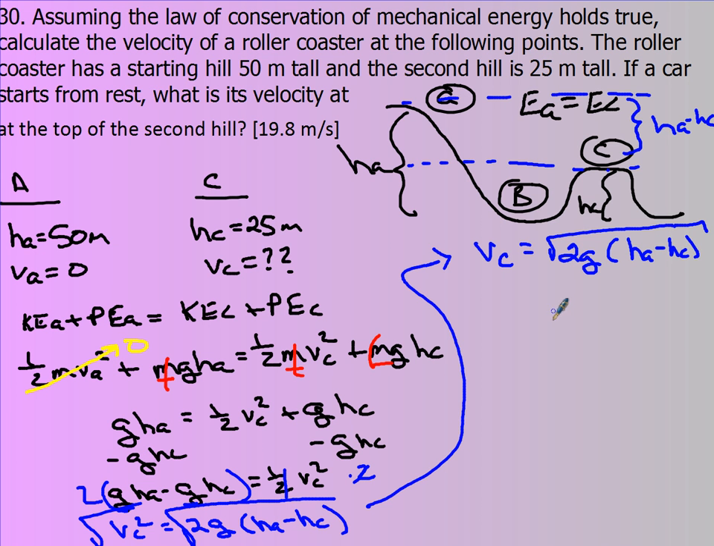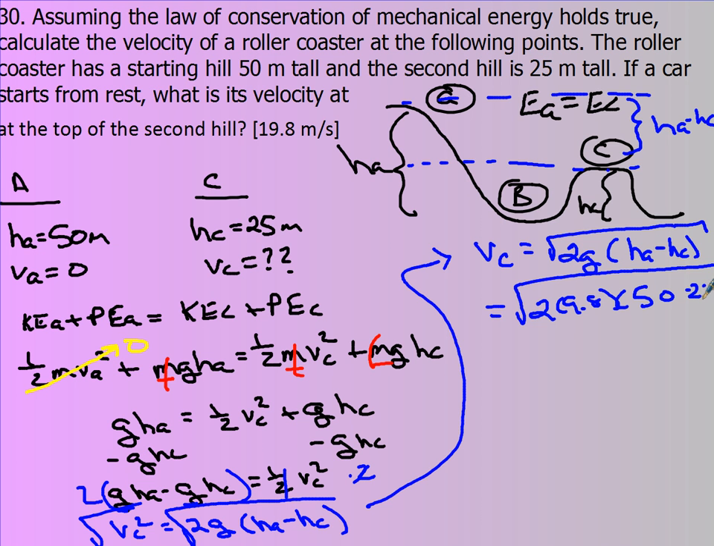If you get something very complicated that's not symmetrical, that's just awful, you've probably made some sort of algebra mistake in here. If you've got m's everywhere, erase, start over, clean your math up, because these problems will simplify into beautiful, easy mathematics. All right, so vC is the square root of 2 times 9.8 times hA, which is 50 meters, minus 25.